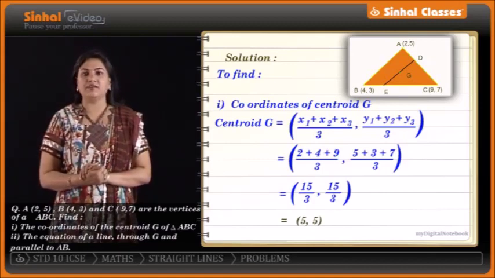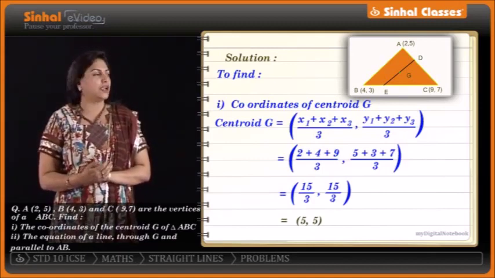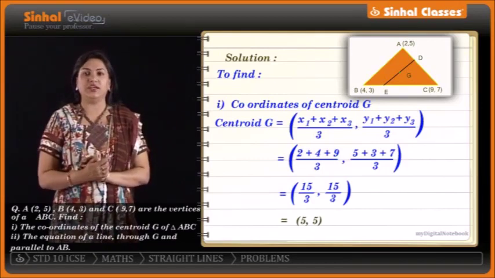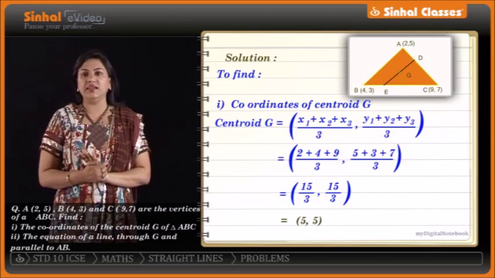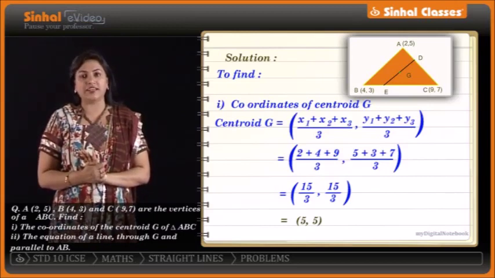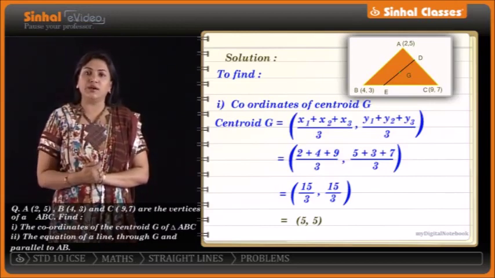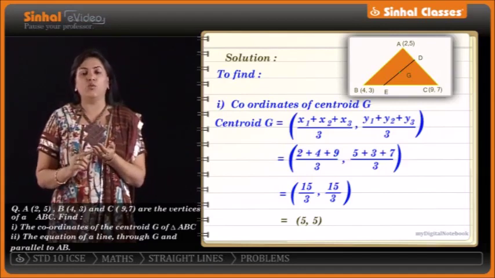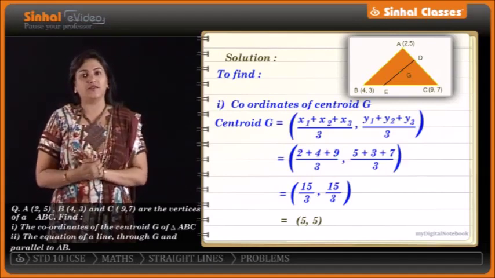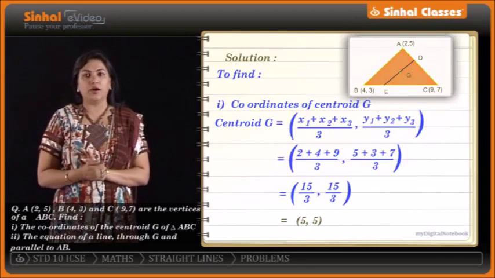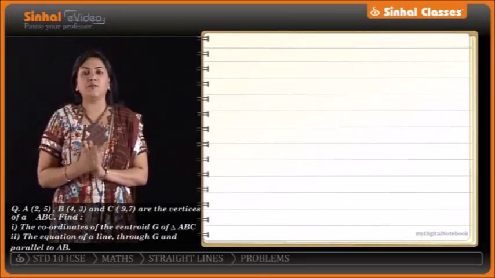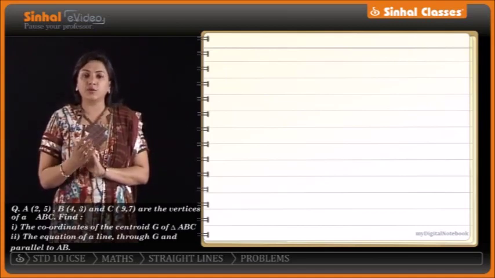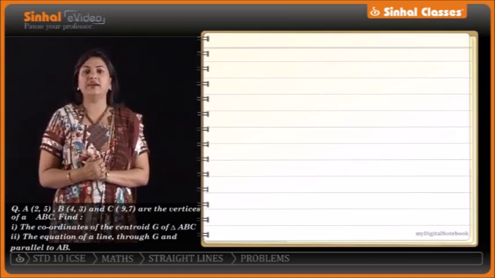Now in the second part, we want to find the equation of a line through G and parallel to AB. Now let DE be parallel to AB. We've already taken that. Now to find the equation of a line, we need to know one point and the slope of the line. Now we already know a point on the line, which is G. Now how can we find the slope of DE? To do that, we need to first find the slope of AB.